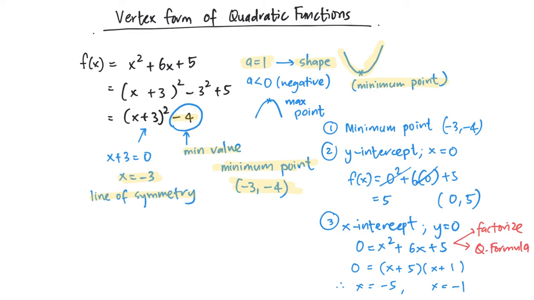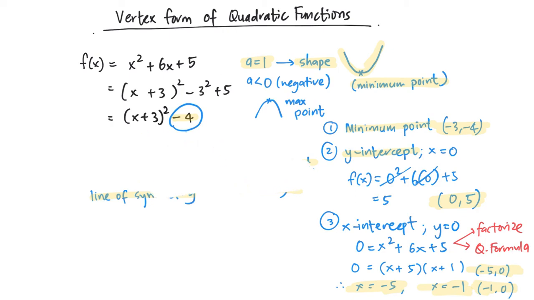So now we have all this information. We have the minimum point, we have the y-intercept, which is 0, 5, we have negative 3, negative 4, and we have x equals negative 5 and negative 1. If we convert to coordinates, x will be negative 5, y will be 0. So negative 5, 0, and negative 1, 0. Maybe we highlight that. Maybe I need to erase this part as we have gathered everything at the right side here.